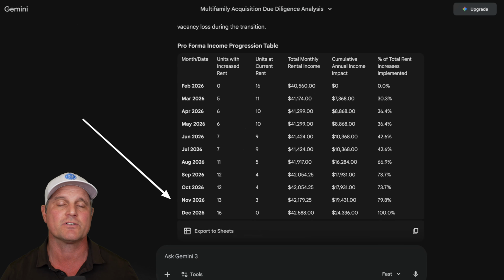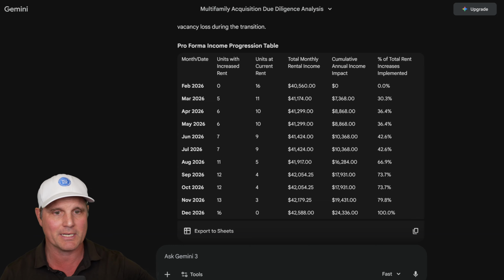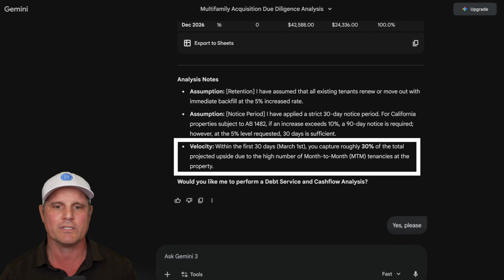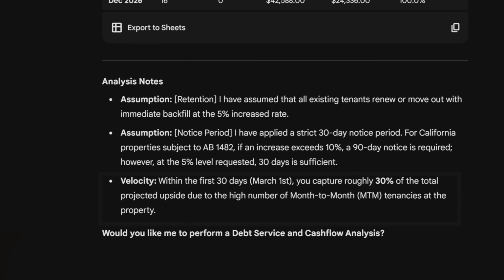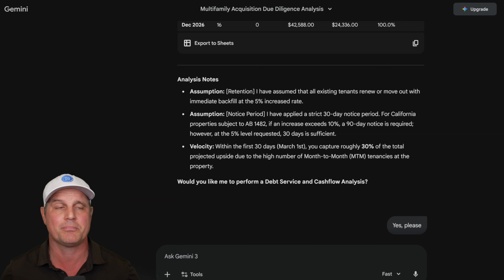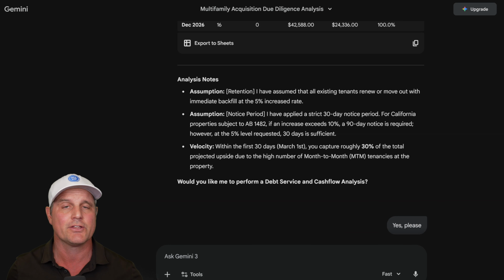And it's going to take us almost a full year to get to the point where we have all those units increased 5%. And we can keep this rolling because by then we'll be able to give increases to the people we gave increases early on. So one of the cool things here is the velocity. Within the first 30 days of acquisition of the property, you give the notice of increase, and within 30 days, you'll capture roughly 30% of the total projected upside. So that's going to help potentially make the property pencil better 30 days in.